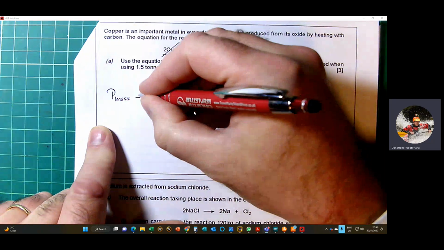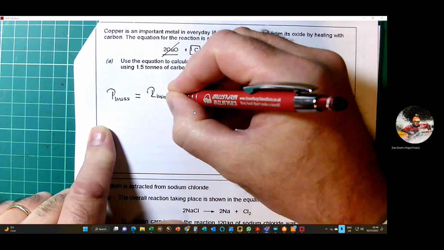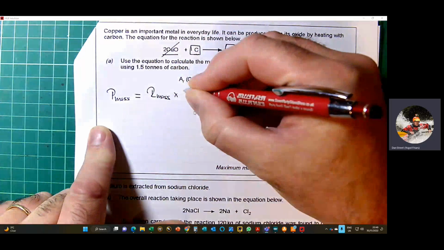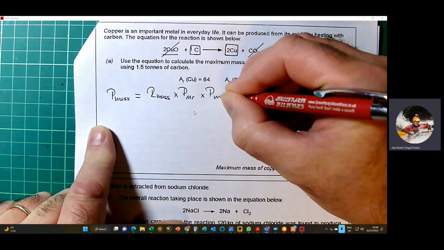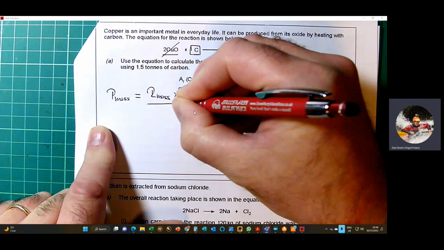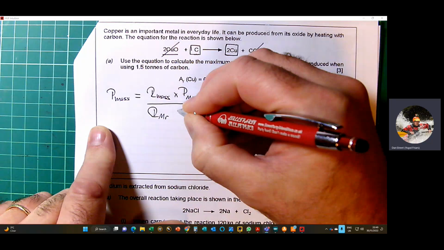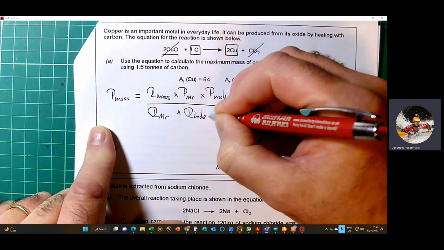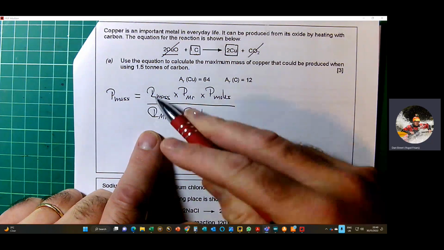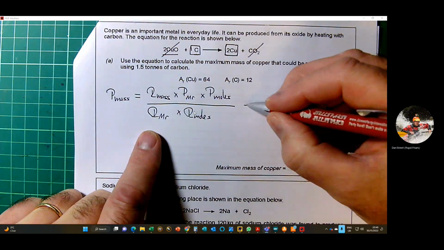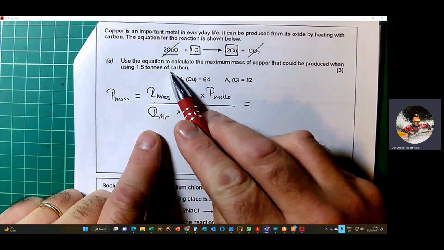And as we saw a moment ago, then we can calculate that by taking the reactant mass, multiplying that by the product MR, multiplying that by the product moles, then divide all that by the reactant MR times by the reactant moles. So if we take from the question and our sort of other knowledge, the values we need to complete this equation. So the reactant mass, okay, is the mass of carbon, which is 1.5 tons.